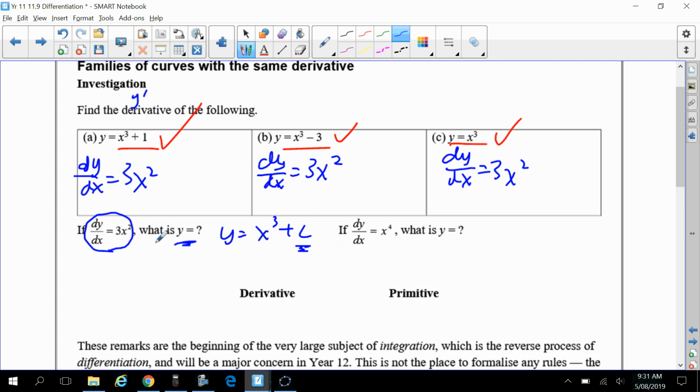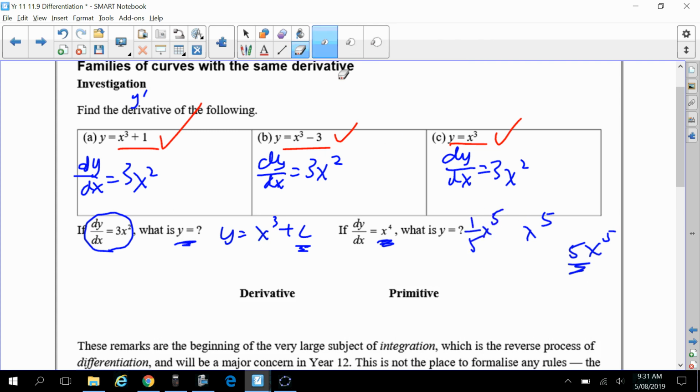And the next question is, what if I change to something different? What's y? We want to have a try. What differentiates to give you x to the power 4? If you do some experiments on scrap paper, oh, it must be x to the power 5, right? But if I differentiate it, I get that annoying 5 in front. How do I get rid of it? Just put a 1/5 in front. So it must be 1/5 x to the power 5, right? Necessity is the mother of invention. But wait, plus c.